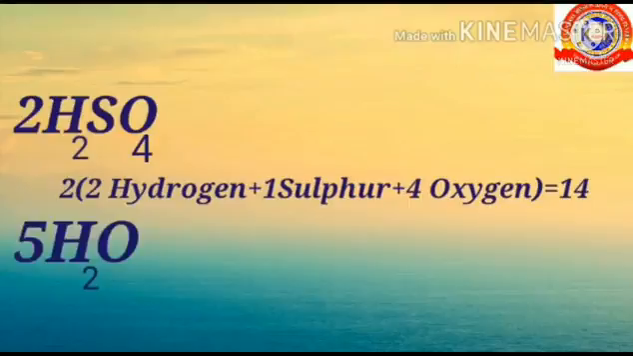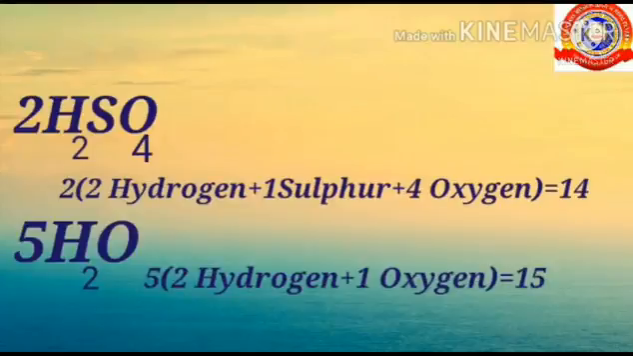Next is 5H2O, 5 molecules of water. The total number of atoms present in 5 molecules of water is 5 into the number of hydrogen atoms, which is 2, plus the number of oxygen atoms, 1. So 5 into 2 plus 1, that means 5 into 3 equals 15. So the total number of atoms present in 5 molecules of water is 15.